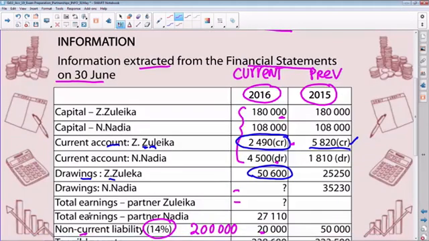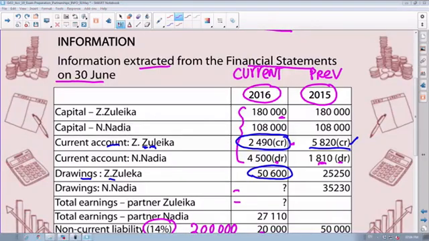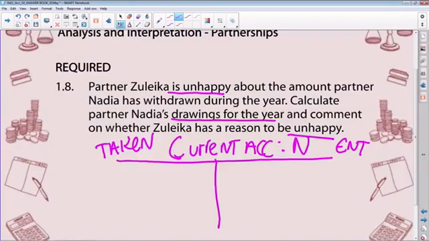So partner Nadia, immediately I can see a problem. She's got a debit opening balance of 1,810. So let's bring that down. Okay, so in my answer book, on the debit side, 1,810. And remember, guys, this clearly indicates that in the previous financial year, she's taken more than what she was entitled to. You guys with me? Right, so I've brought down my opening balance.